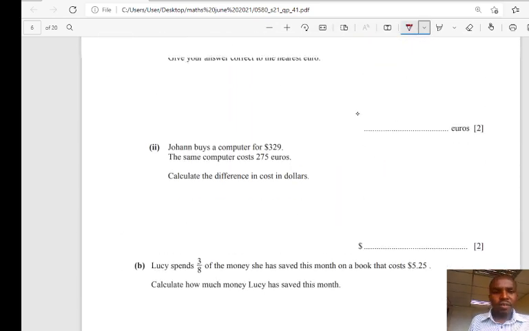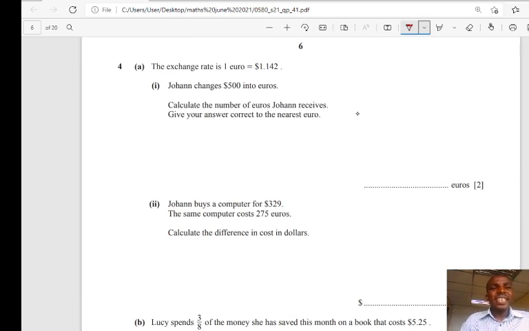Question number 4 is here. The exchange rate is €1 is equal to $1.142. Item 1, Johan changes $500 into euros. Calculate the number of euros Johan receives. Give your answer correct to the nearest euro.